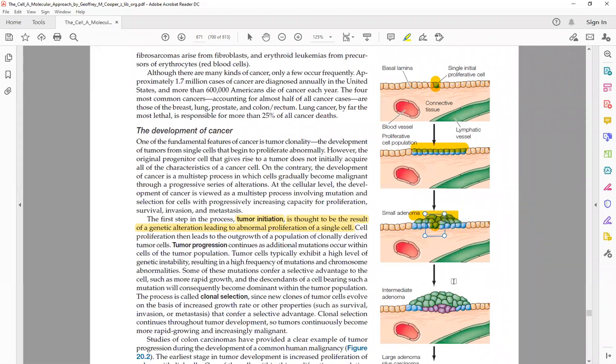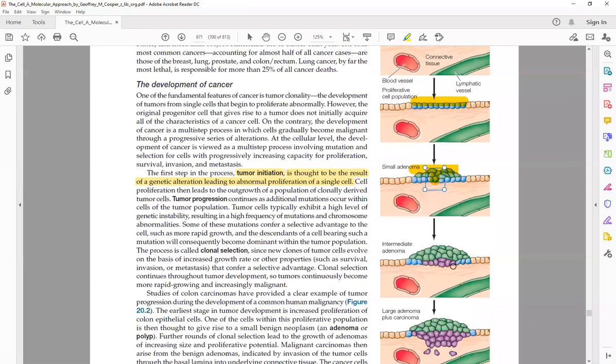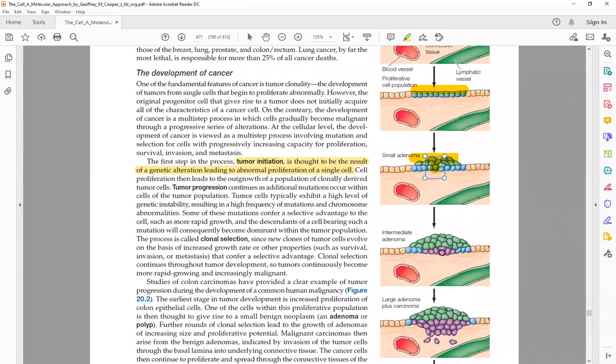Slowly and steadily, the accumulation of mutation takes place, and ultimately the cell begins to move from one location to the other, leading to tumor progression and then tumor establishment. Now, how does tumor progression take place? Cell proliferation then leads to the outgrowth of a population of clone derived tumor cells. Tumor progression continues as additional mutation occurs. This is very important.